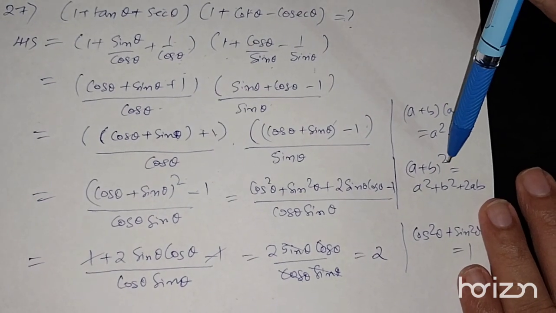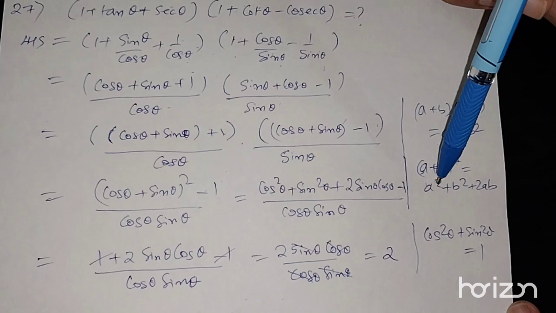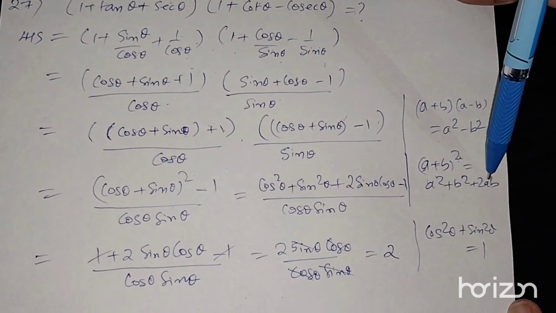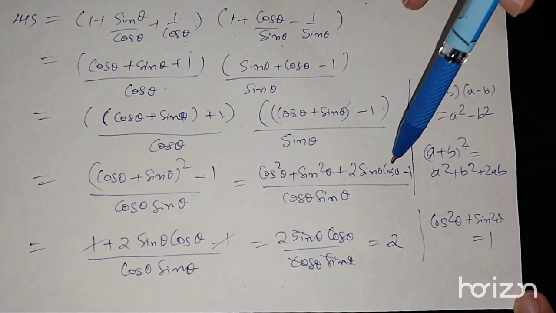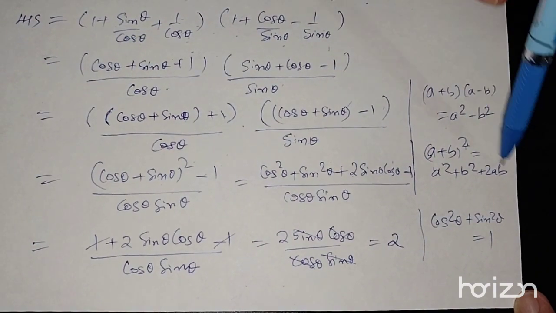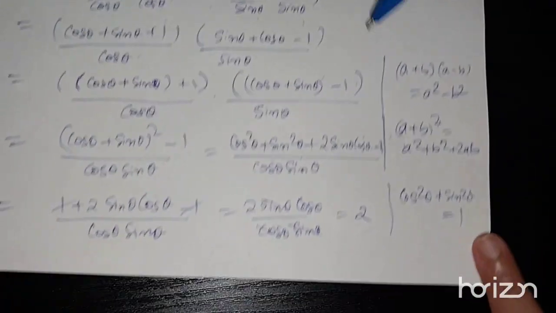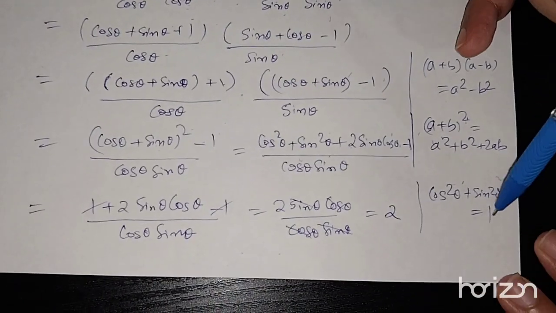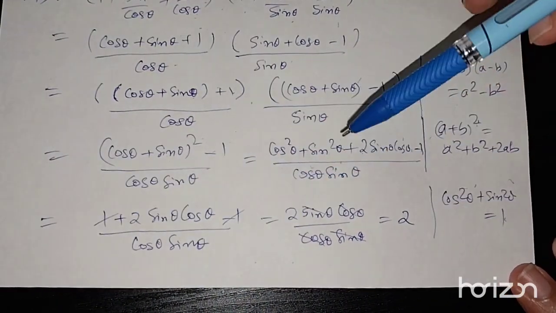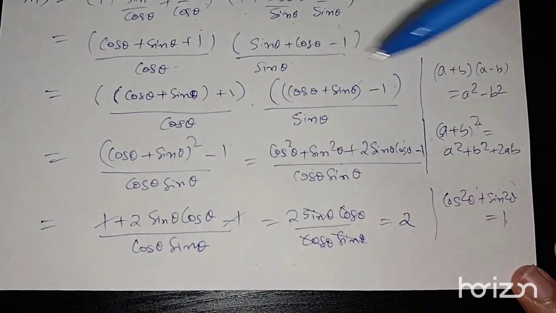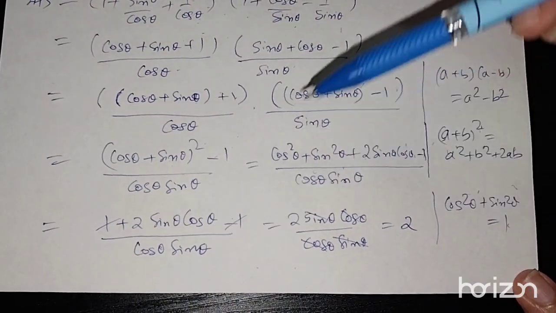So what is this now? This looks like a plus b whole squared, right? What is a plus b whole squared? From your previous class, we know that a plus b whole squared is a squared plus b squared plus 2ab, correct? So here we get cos squared theta plus sine squared theta plus 2 sine theta cos theta, applying this formula, minus 1 divided by cos theta sine theta. Okay. But note that cos squared theta plus sine squared theta is 1. That is the trigonometric identity. So these two terms can be replaced by 1. This 2 sine theta cos theta will remain as is. This minus 1 will remain as is, and this cos theta sine theta will remain as is.